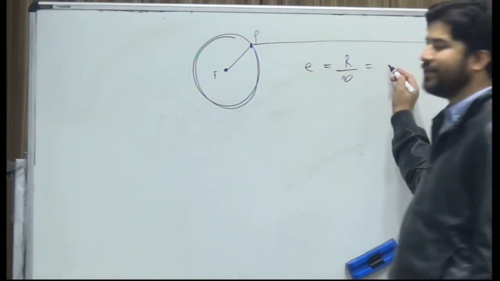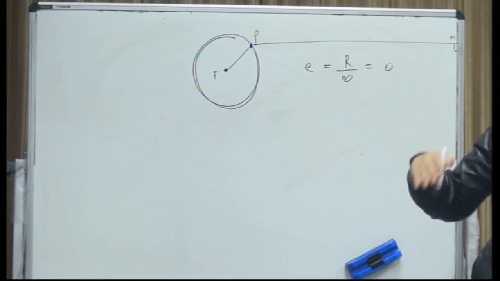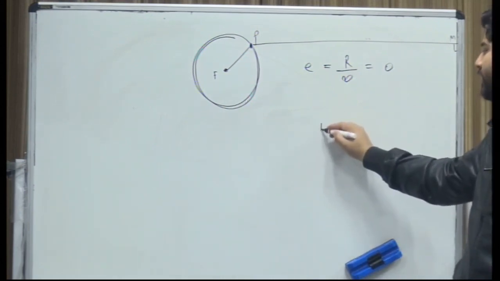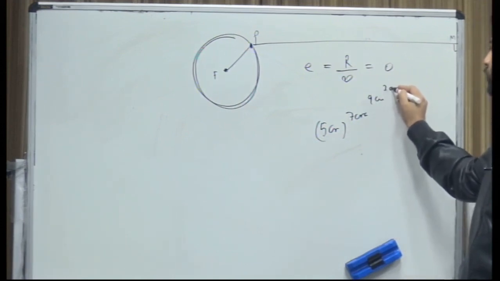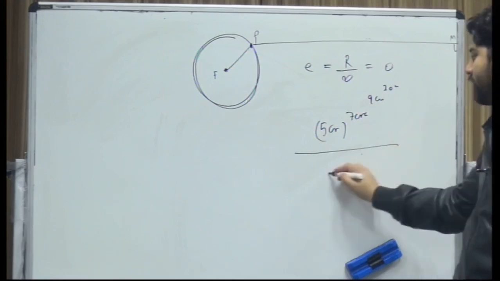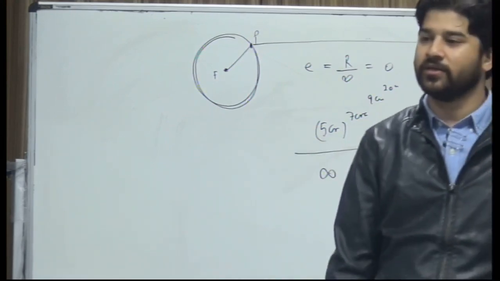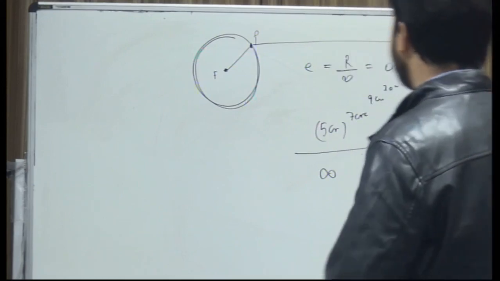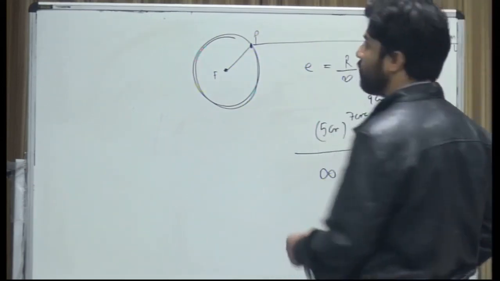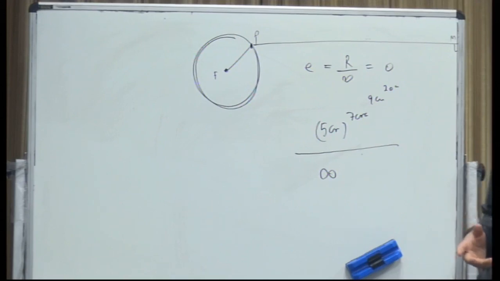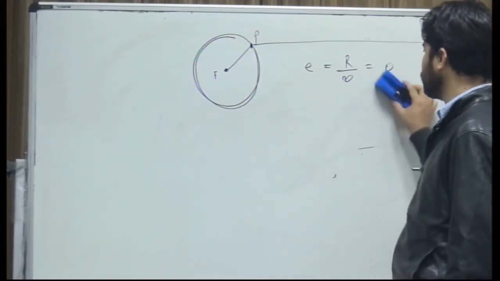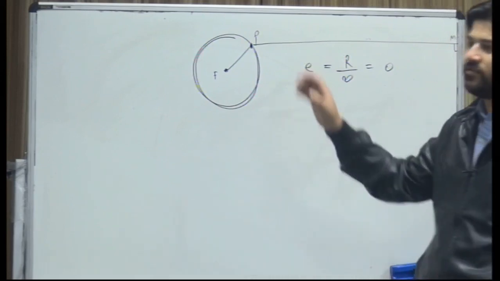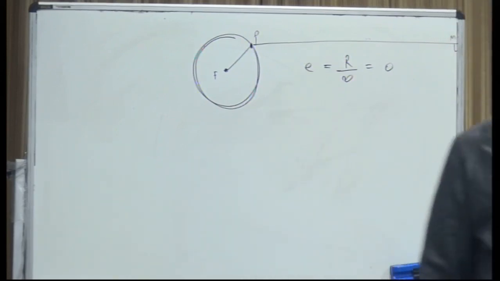Anything finite upon infinity is 0. Finite doesn't matter what the finite number is. If I say 5 crore to the power 7 crore to the power 9 crore to the power 20 crore upon infinity, it would be 0. Everything falls down to very small. Anything which can be spoken from your mouth is a finite quantity, and that finite quantity divided by infinity is 0. Okay, so this is the story of circle.